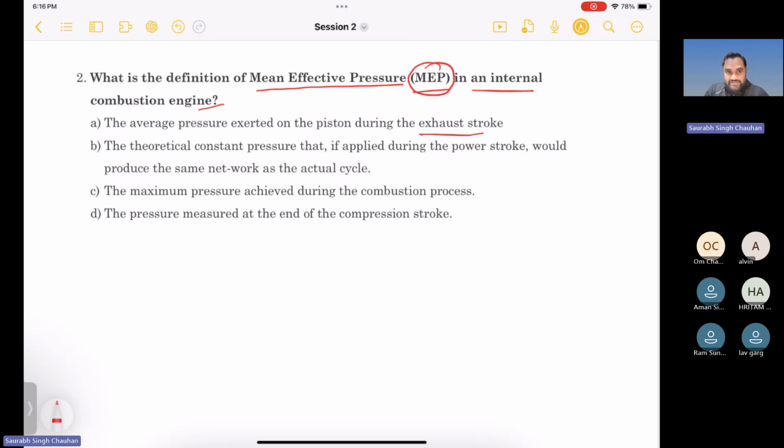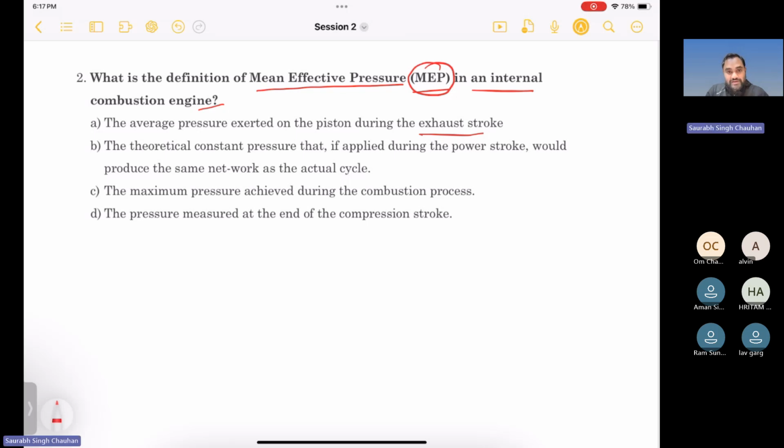So there are a lot of advantages of mean effective pressures. For example, if you want to compare two engines, right? So if you have PV diagrams of both engines, then PV diagrams can be quite different for both engines, right? But if you can calculate the mean effective pressures, then based on the mean effective pressure, you can compare two engines. Okay. And mean effective pressure is independent of your engine size. Okay.